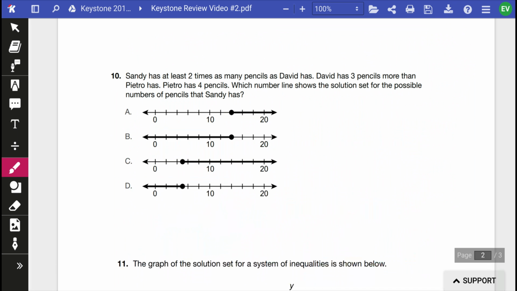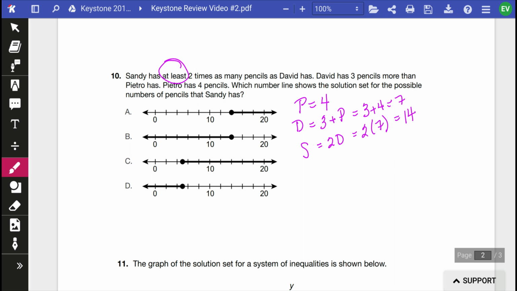So we know Pietro has 4. So Pietro's got 4 pencils. David has 3 more than Pietro. Well, Pietro's got 4. So that means he's got 3 plus 4, which is 7. Sandy has at least 2 times as many pencils as David. So David has 7, so 2 times 7, which gives us 14 pencils.